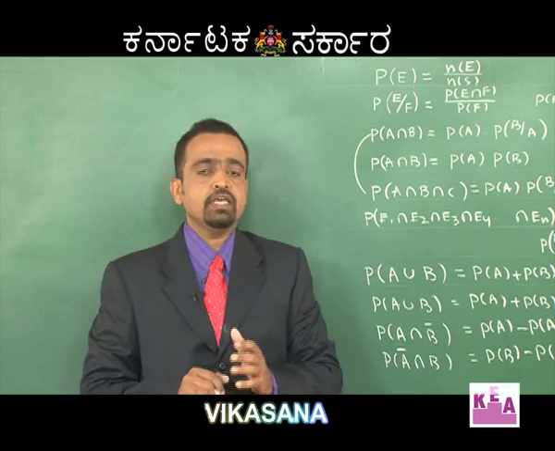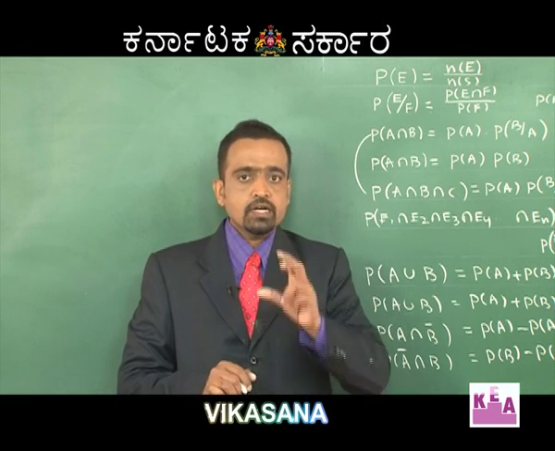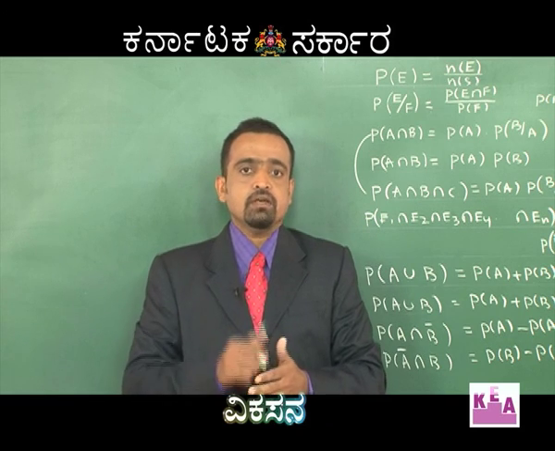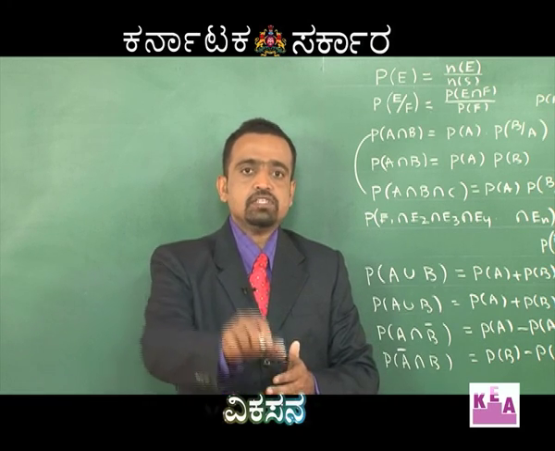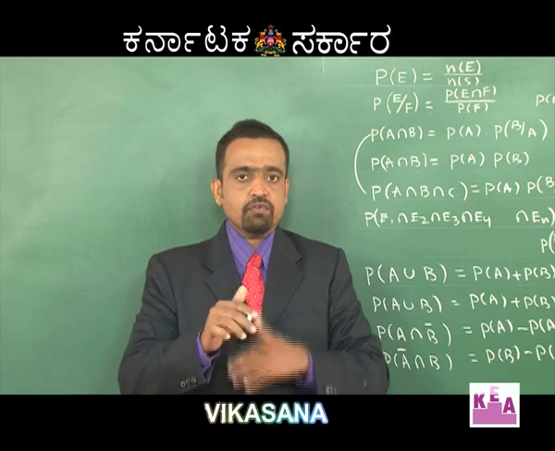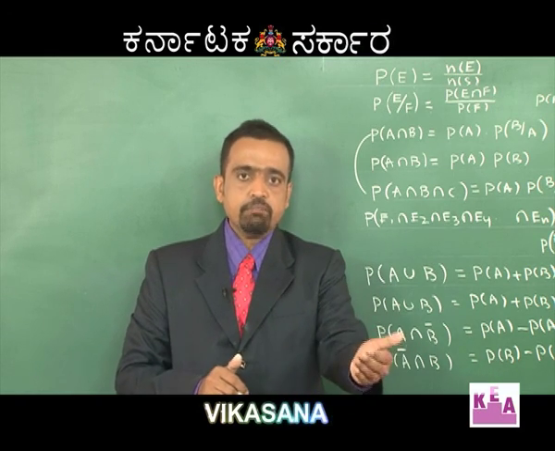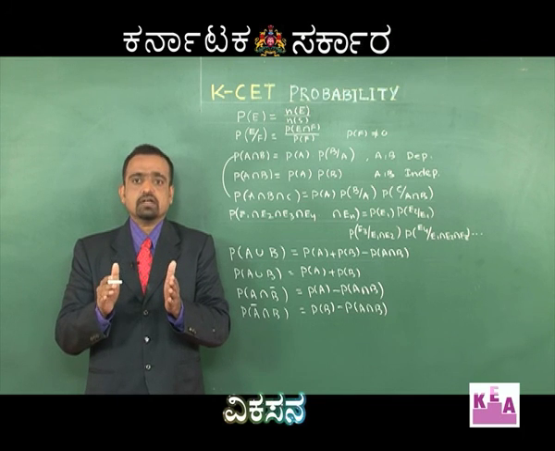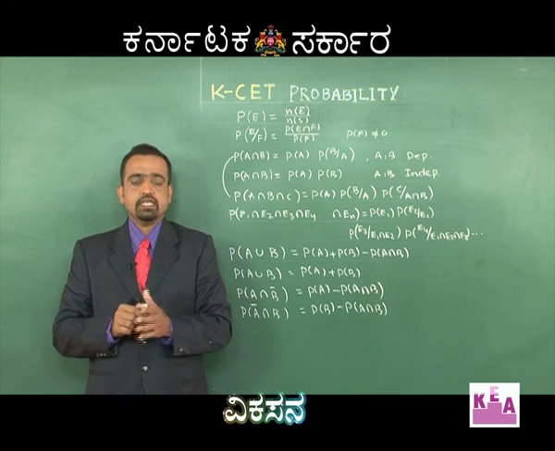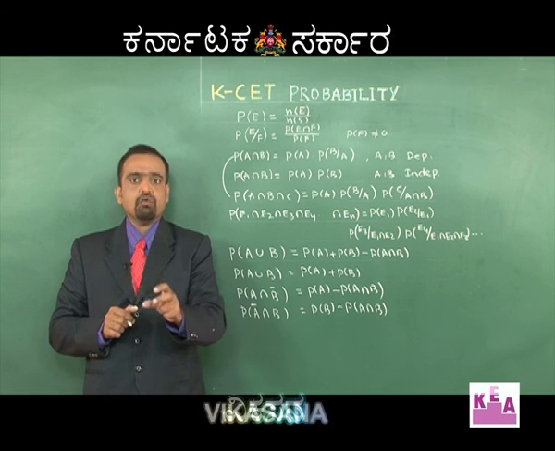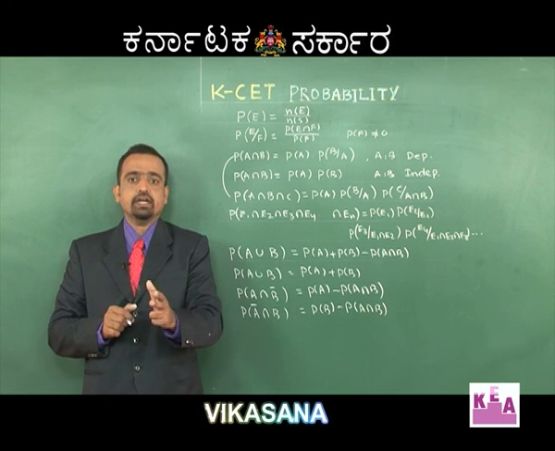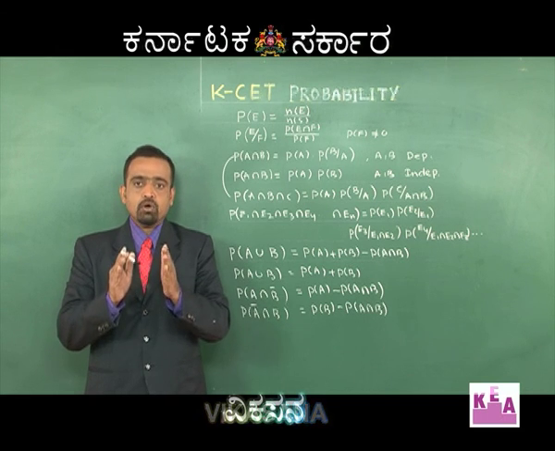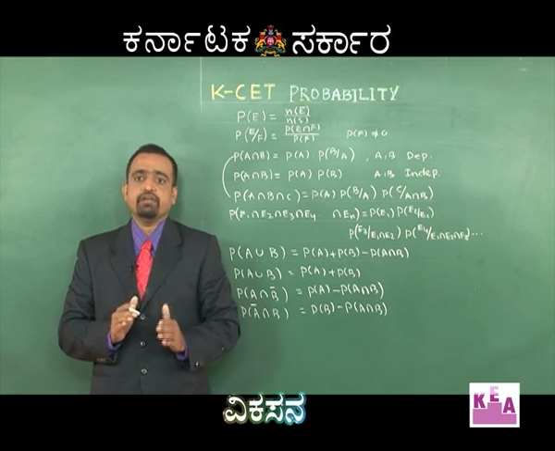For example, in a pack of 52 cards, drawing two cards successively without replacement. Out of 52 cards, I will select two cards. After selecting two cards without replacement, I will select two more cards. These two events are called dependent events. If any problem is involving, directly or indirectly, without replacement, you should understand that both the events are dependent events.